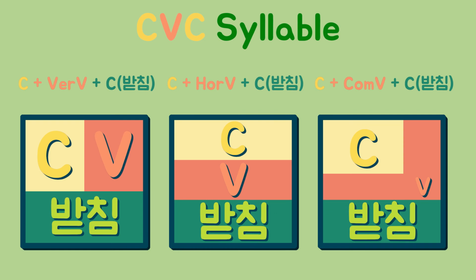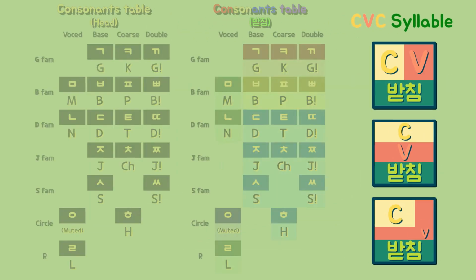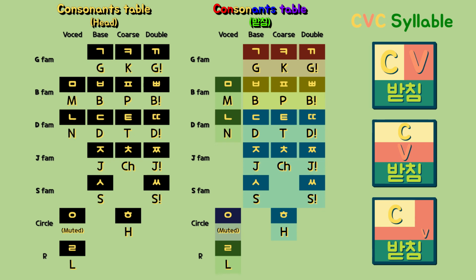To sum up, CVC syllable structure is CV syllable plus a 받침. 받침, a final consonant, comes below CV. When a consonant is used as a 받침, it makes slightly different sound than its original sound. All reds make K sound when used as 받침, and the yellows make P sound as 받침 sound.